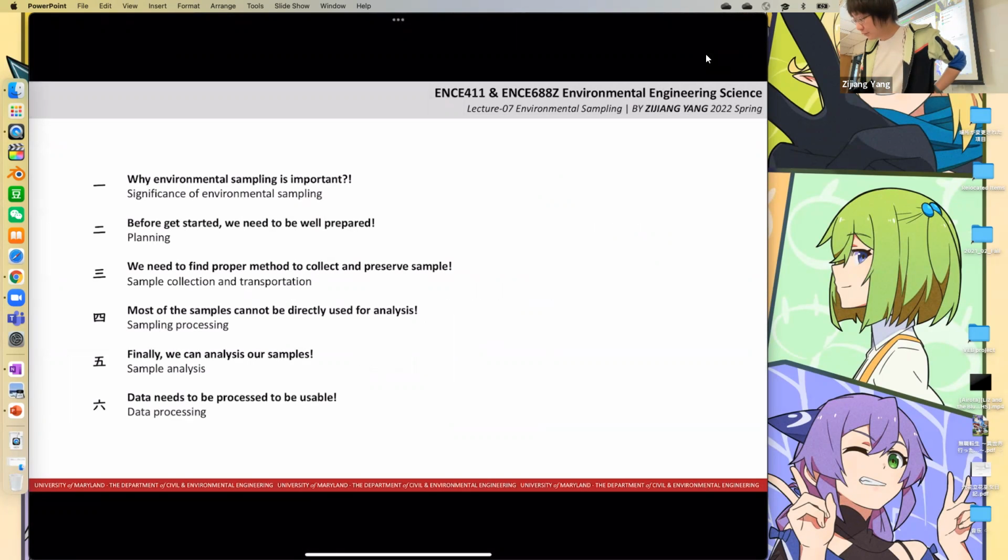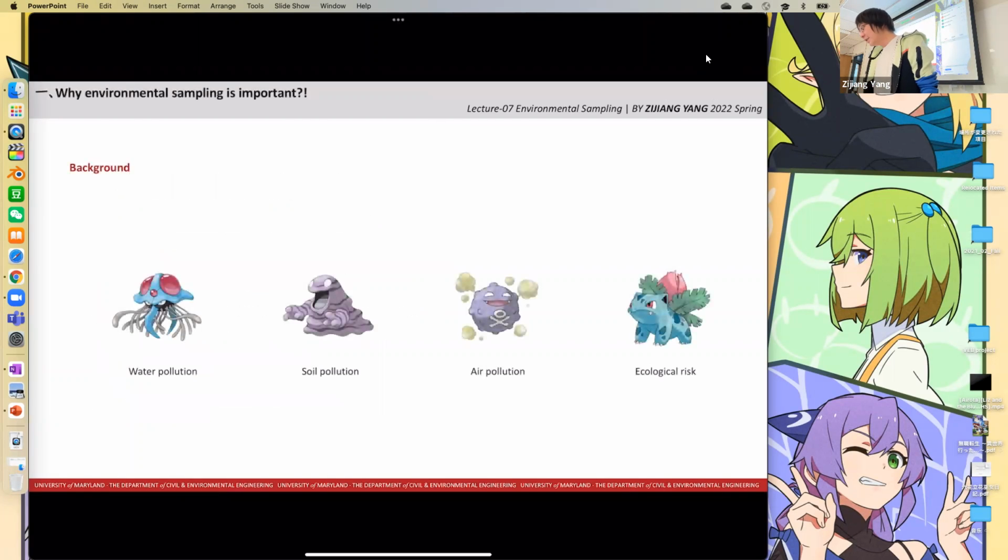First, I would like to talk about the importance of environmental sampling. And then I will go through some of the process during the sampling. The first is planning. Then we are going to collect and transport our sample. Having a sample, we cannot analyze it directly, so we need to process the sample. After the processing, we need to do the sample analysis. And finally, we are going to do data analysis and data processing. I'm going to talk about them one by one.